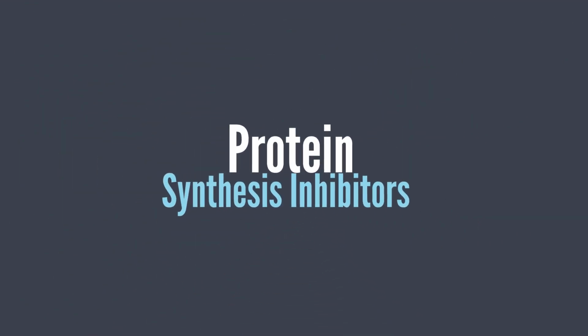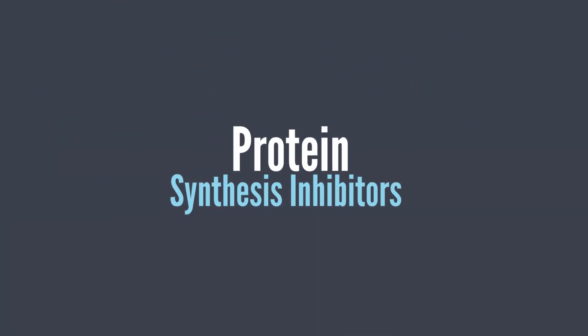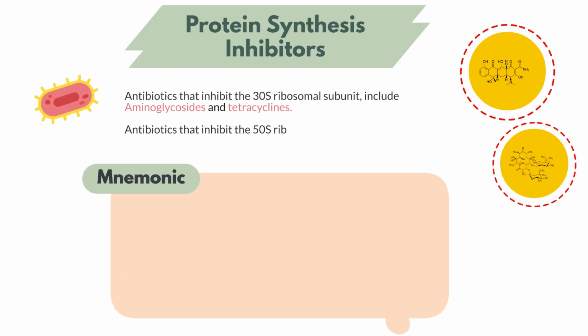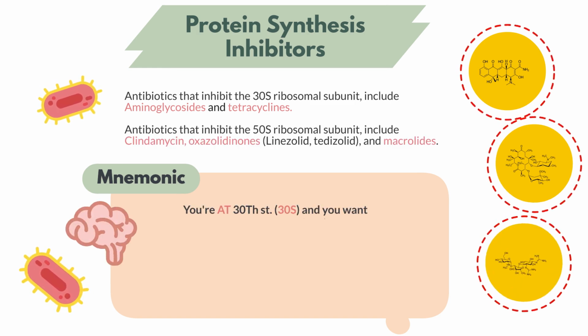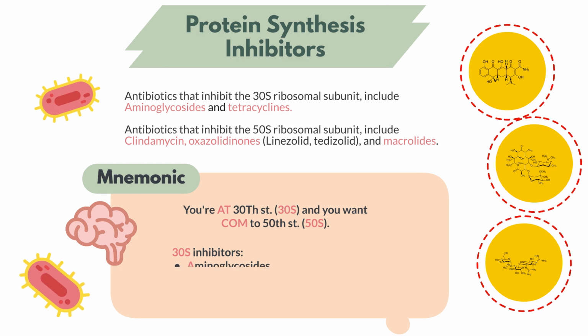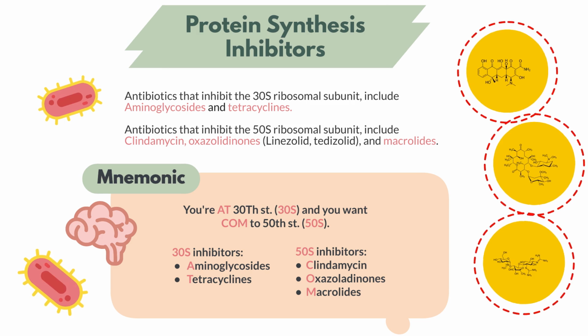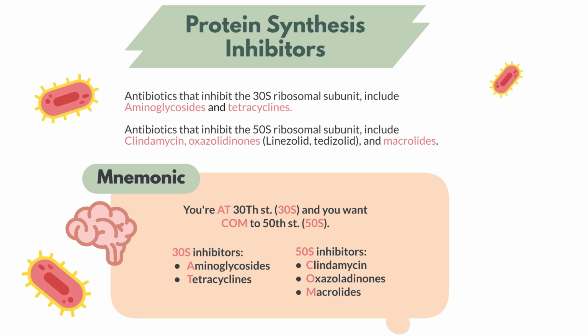Our journey now takes us to the mesmerizing world of protein synthesis inhibitors. Here, antibiotics such as tetracyclines, macrolides, and aminoglycosides act as formidable gatekeepers, preventing the bacteria from creating vital proteins necessary for their survival. By interrupting this fundamental process, these antibiotics bring the bacterial cell to a grinding halt, unable to sustain itself and eventually succumbing to defeat.